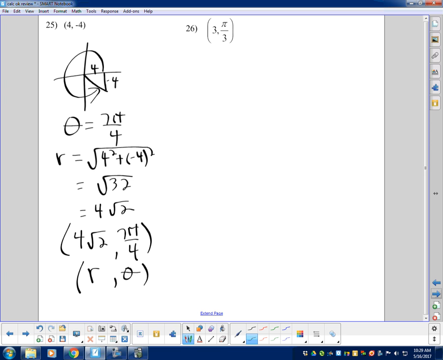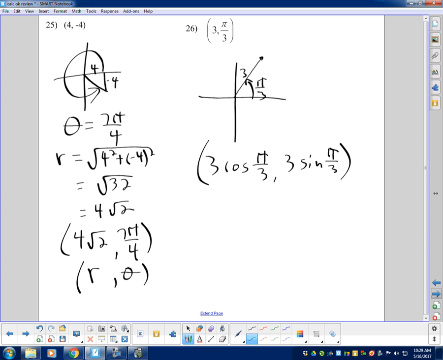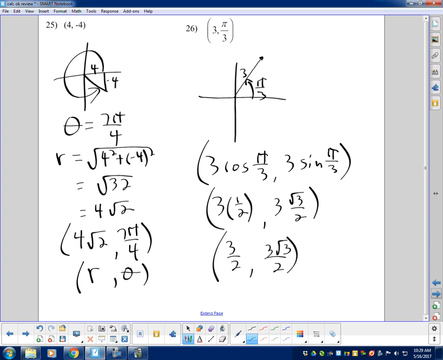All right, now this one is in polar form, and we're going to convert it to rectangular. So let's draw a picture. 3 out, pi over 3 up, so somewhere here. 3 out there, this angle is pi over 3. Conversion is just to calculate 3 cosine pi over 3, comma 3 sine pi over 3, and those will give me the x, y rectangular coordinates. Cosine of pi over 3 is 1/2. Sine of pi over 3 is root 3 over 2. So I've got 3/2, comma 3 root 3 over 2. Those are my rectangular coordinates.